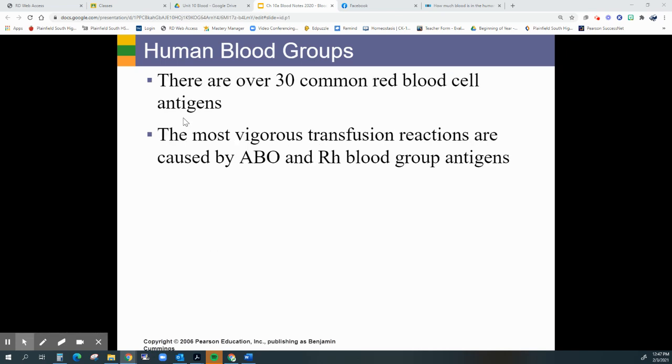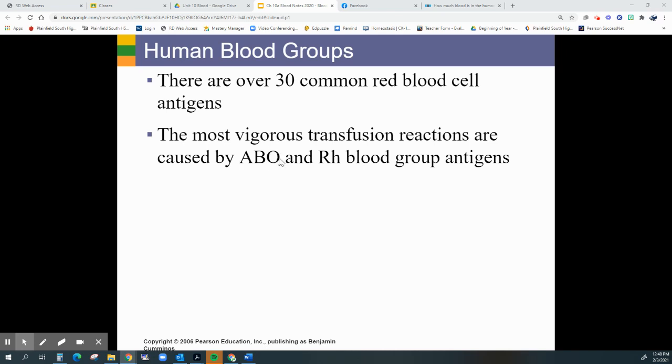With humans, there are over 30 common red blood cell antigens. The ones we really think about, and the ones you hear about the most, are the ABO antigens, because they produce the most vigorous reactions when we do some sort of transfusion. The other one is the Rh factor. You've probably heard of people being A positive or A negative, or O positive or O negative. The A, B, or O is simply the type of antigen that they make. Somebody who's A makes the A antigen, somebody who's B makes the B antigen, and people who are O actually don't make any antigen.